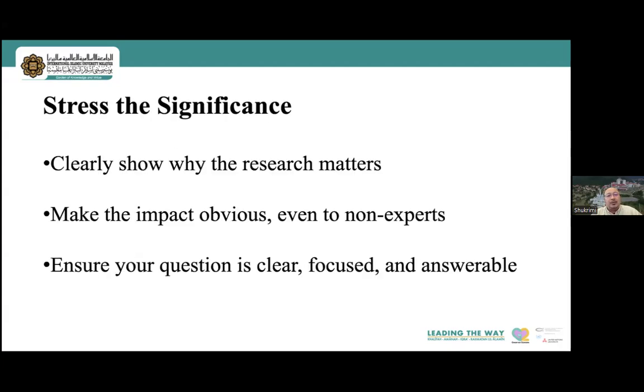Okay, it is very important to stress the significance of our project, our study. So we must clearly show why this research matters, why it is important, what the importance of our research is. Make the impact obvious even to non-experts. This is not easy, but with training, practice, and advice from seniors and mentors, you can come up with a good grant and ensure your question is clear, focused, and answerable. And don't be so ambitious that nobody understands your grant.